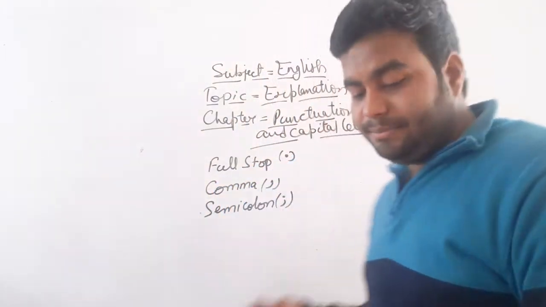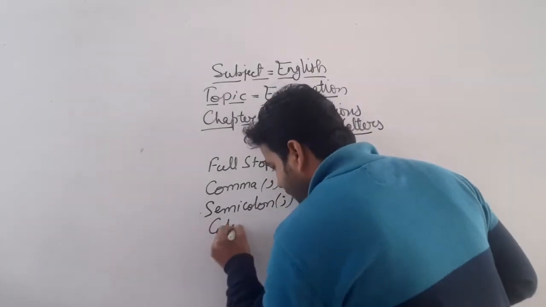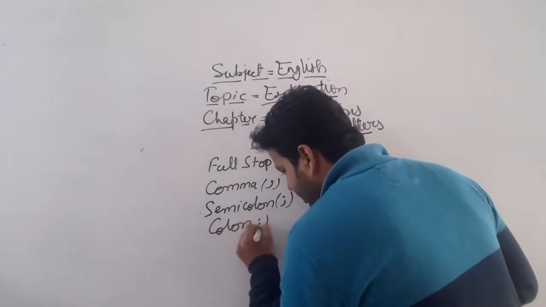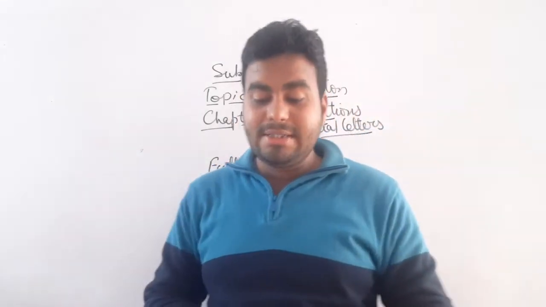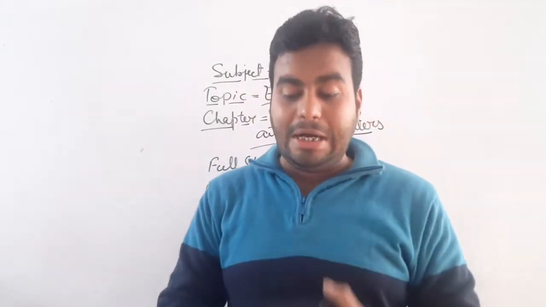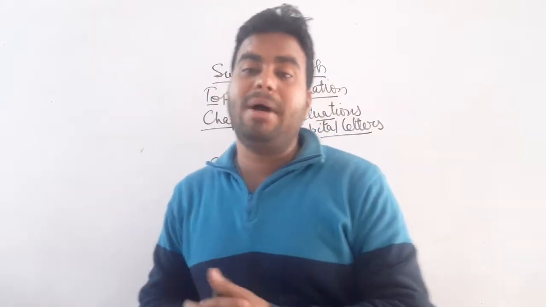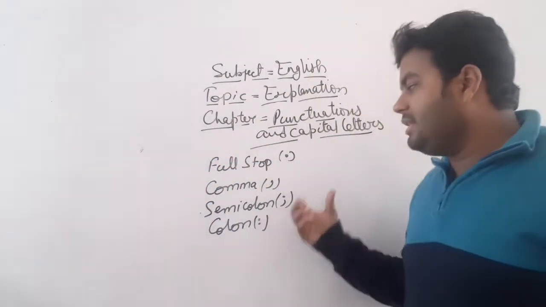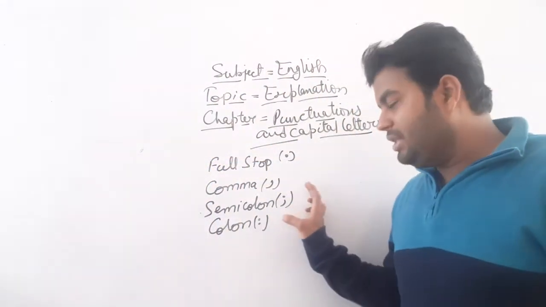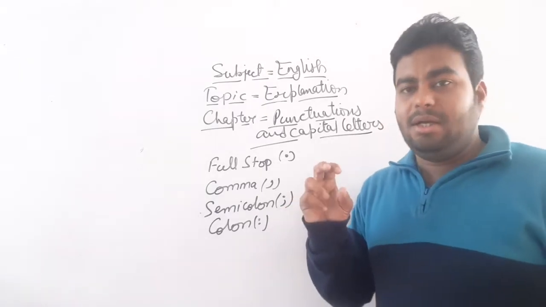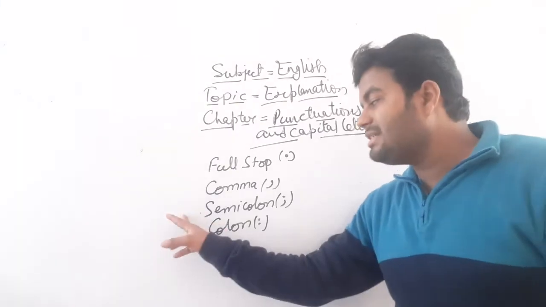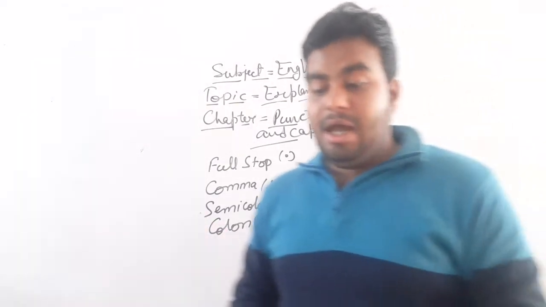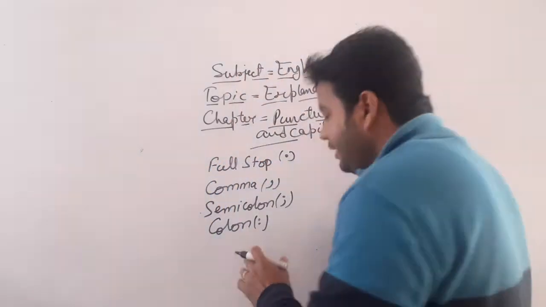Now the colon. This is the sign of a colon. This is the semicolon. This is the colon. So what is a colon? A colon indicates a pause longer than one indicated by a semicolon. So both these are a bit confusing, but a colon is a longer pause than a semicolon. Clear? After that we have the interrogation mark.